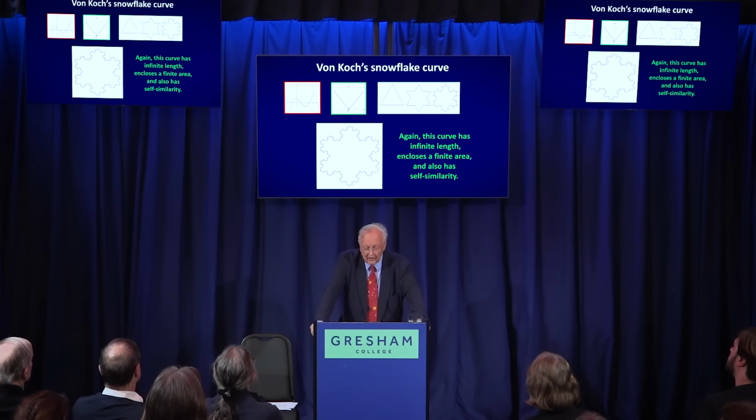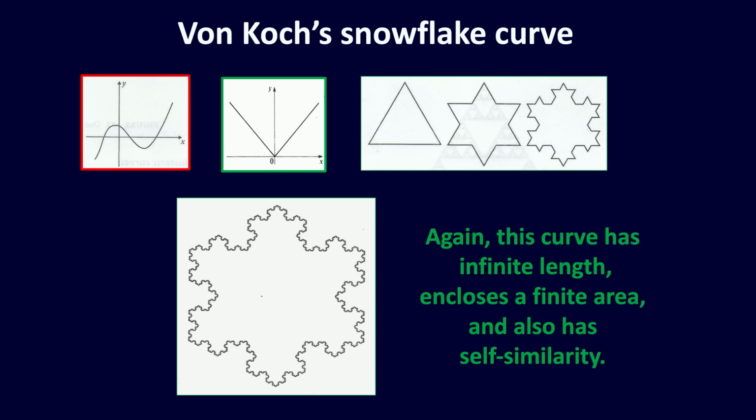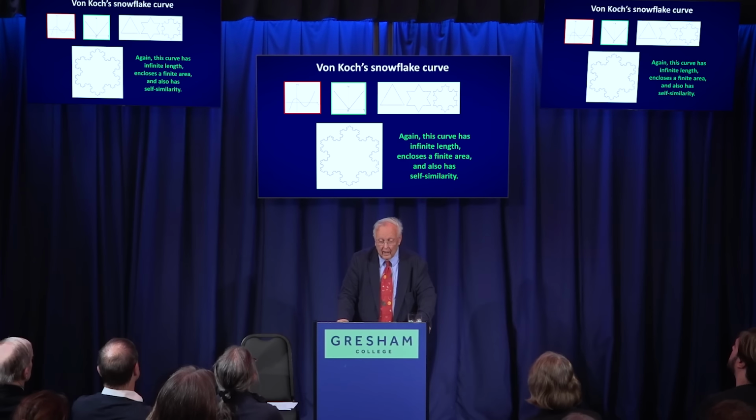And to construct it, take an equilateral triangle, divide each side into 3 equal parts, and then replace each middle third by the other 2 sides of a triangle to give a peak. And this produces a star shape with 12 sides. Next repeat the process on each side of the star and continue in this way forever. And this ultimately yields a snowflake, a continuous curve with corners everywhere. And it also has other interesting properties.